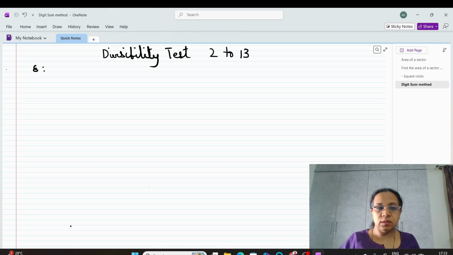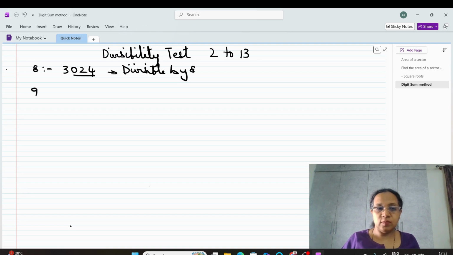Divisibility test of 8. If the last three digits of the number are divisible by 8, the number is divisible by 8. Suppose you have 3024, the last three digits are 024, which is divisible by 8. Therefore, the number is divisible by 8.